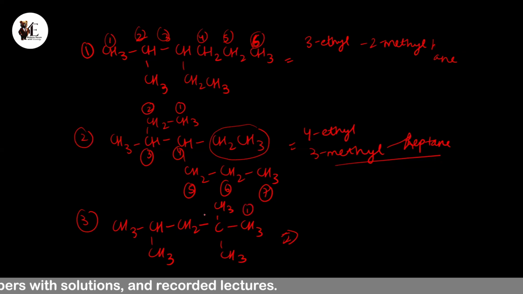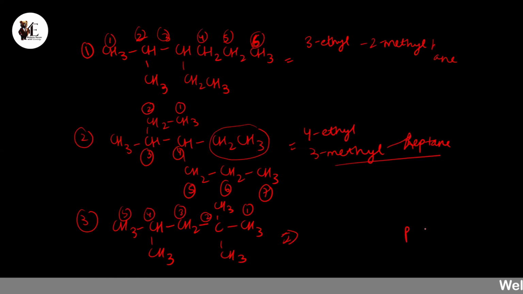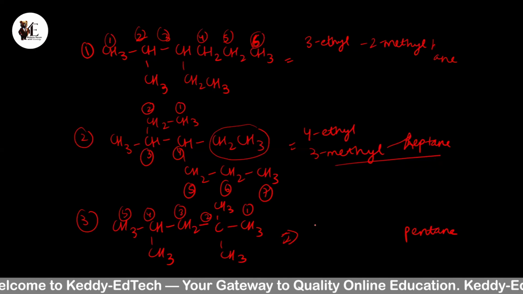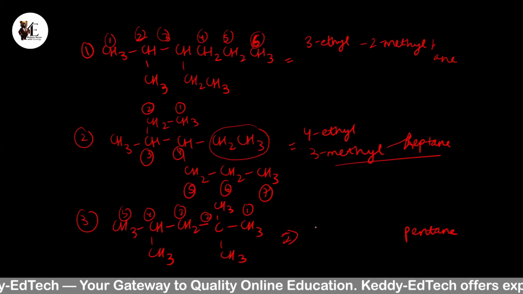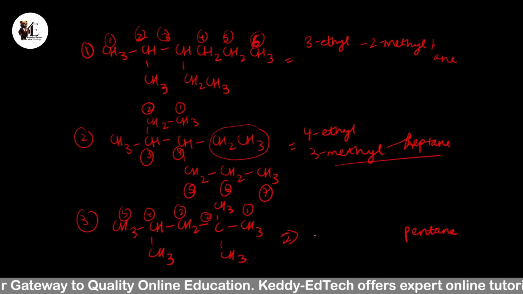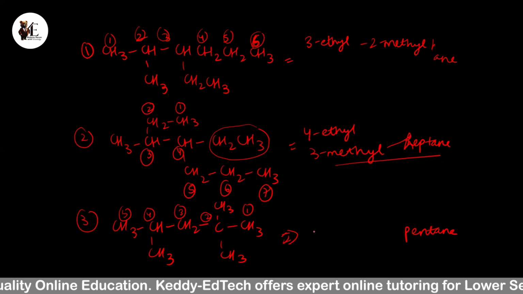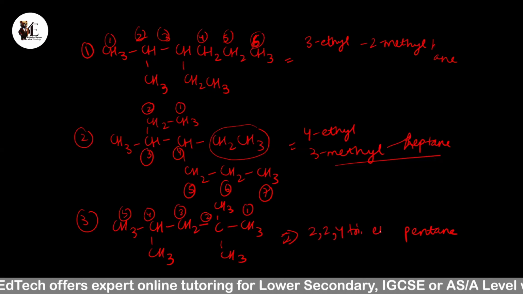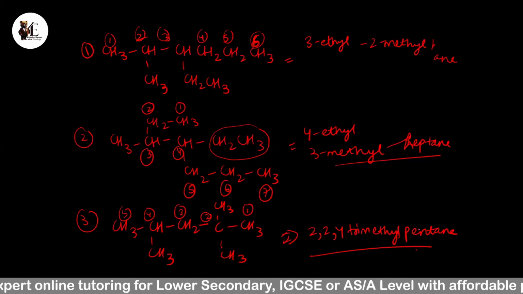Counting will start from where the branching is nearest. So here there are 2 branches, so counting will start from here. 1, 2, 3, 4, 5. So it should be pentane. Now tell me the prefix. What are the groups which are attached to it? 2,2,4 trimethylpentane. Yes, 2,2,4 trimethylpentane is the correct answer to this question.